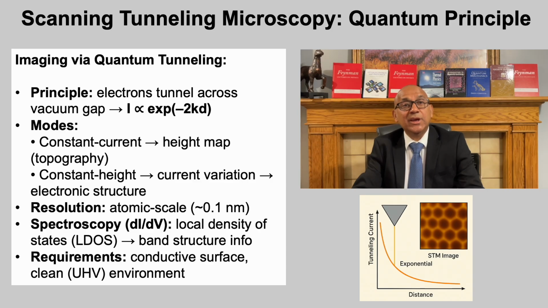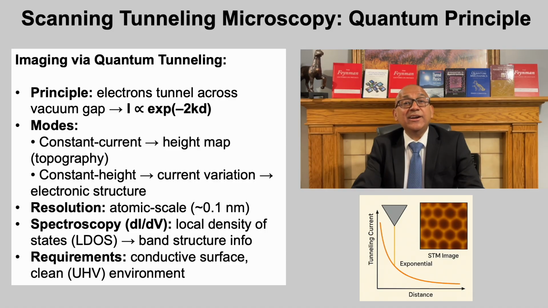In constant current mode, a feedback loop adjusts the tip height to maintain constant current as the tip scans. The height adjustments create a topographic map of the surface with sub-angstrom precision. In constant height mode, the tip height remains fixed and the variations in current reflect local electronic states, a mode particularly useful for flat, clean surfaces.